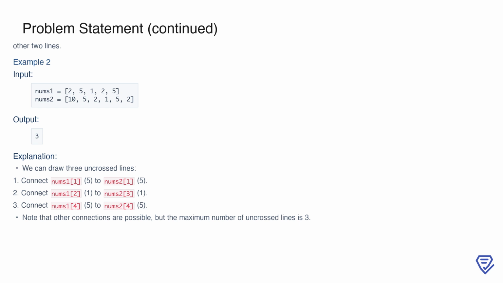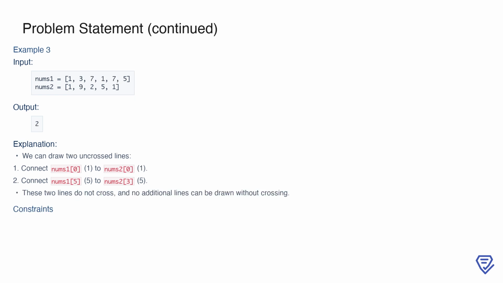Now, consider another example. Let nums1 be [2, 5, 1, 2, 5], and nums2 be [10, 5, 2, 1, 5, 2]. Here, the maximum number of uncrossed lines is 3. We can connect the 5 at nums1[1] to the 5 at nums2[1], the 1 at nums1[2] to the 1 at nums2[3], and the 5 at nums1[4] to the 5 at nums2[4]. While there are other potential connections, any additional lines would result in crossing. Therefore, the maximum number of uncrossed lines remains 3.